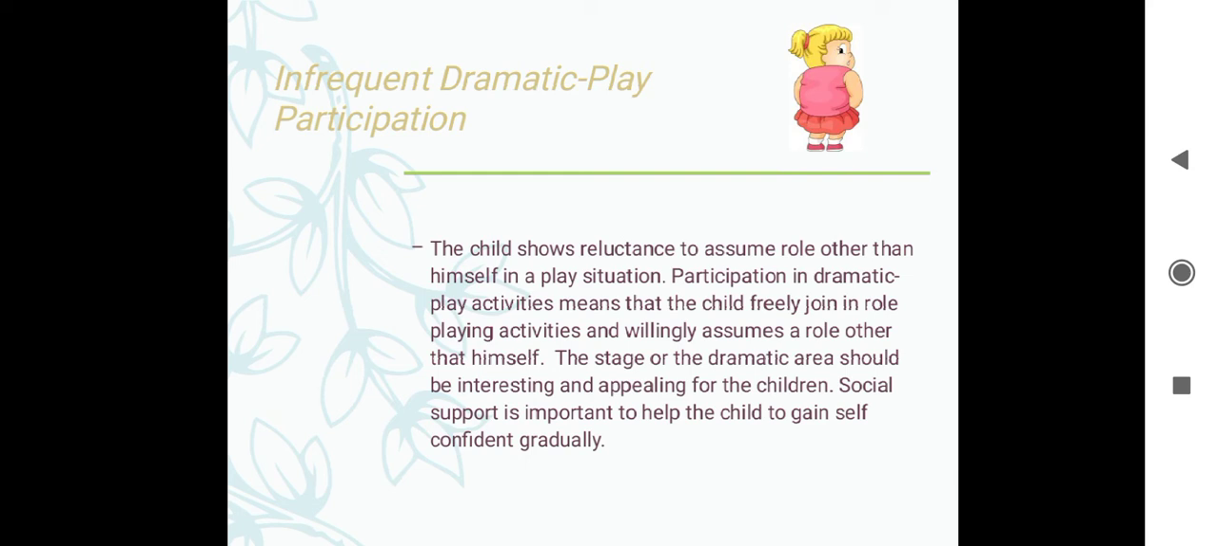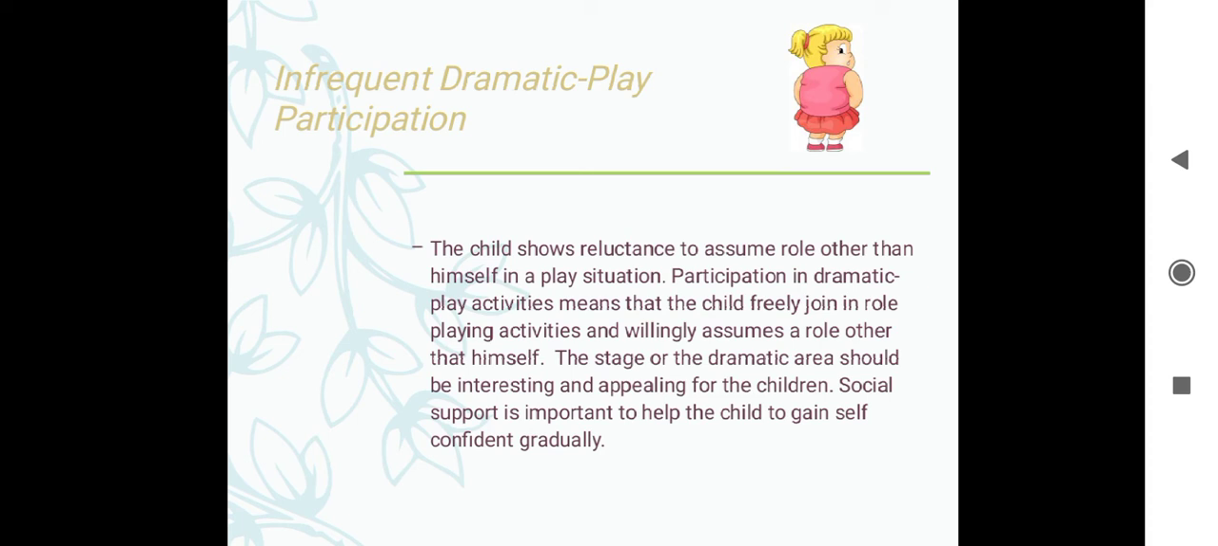Jadi, children akan berasa reluctant untuk terlibat dalam aktiviti dramatic play. Dramatic play adalah aktiviti pentas, aktiviti menonjolkan diri, memainkan watak orang lain, dramatis. Ini sangat penting untuk membina keyakinan diri, mencongkil bakat terpendam, menjadi kreatif, memainkan peranan watak personality orang lain.